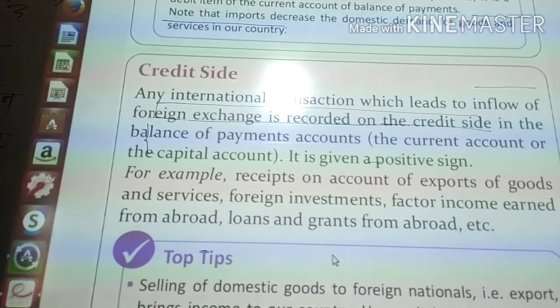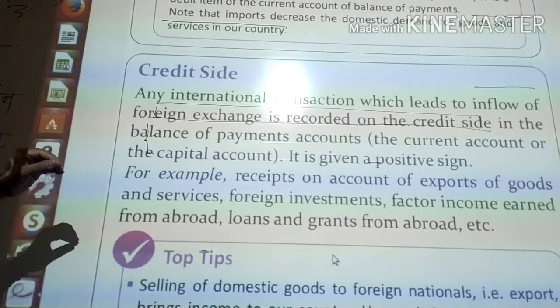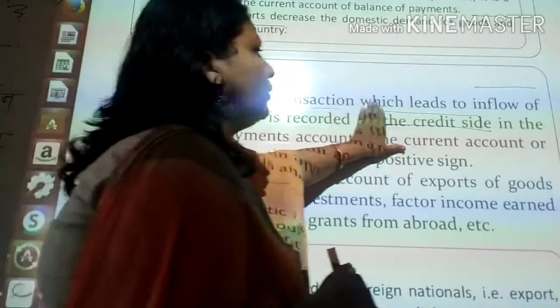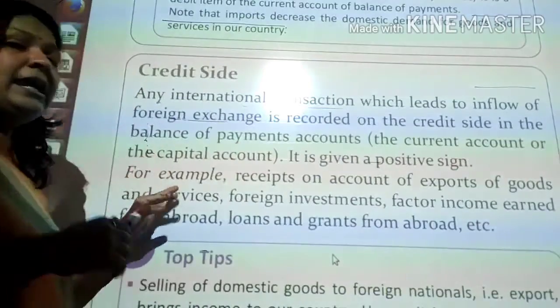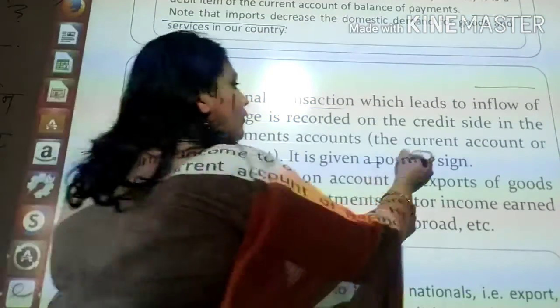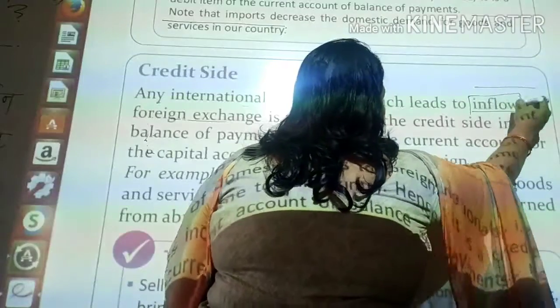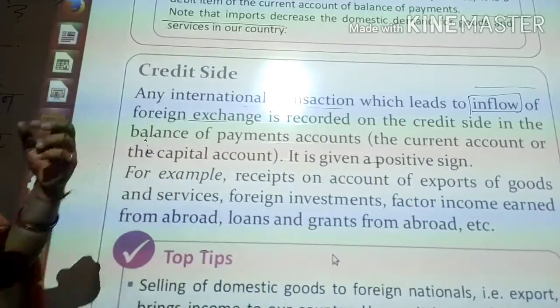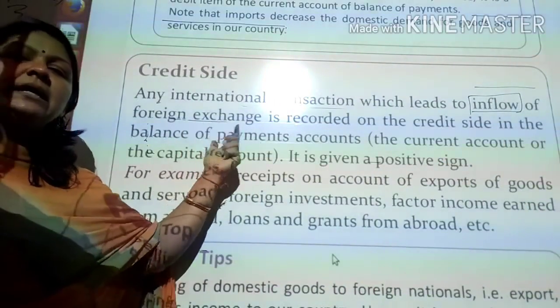So on the credit side, international transactions which relate to inflow of foreign exchange are recorded on the credit side. Here again, the same concept. We are talking about the inflow. So what is the inflow? What comes in debit? But what is this funda? If inflow is there, that is on the credit side.